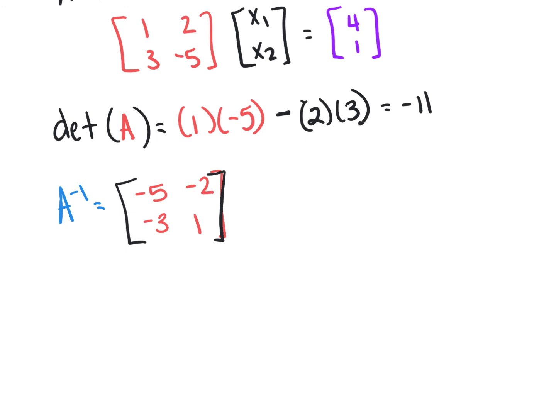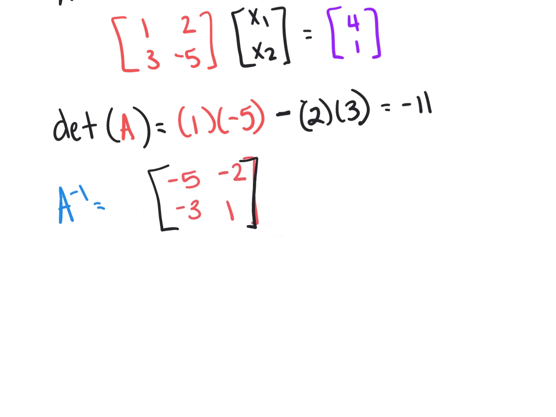So A inverse, I'm going to multiply that by 1 over -11. So when I do that, I get -5 over 11, -2 over 11, -3 over 11, and -1 over 11. Sorry, all these negatives should be positive because we're multiplying by negatives there. So that's what we should get. This is the new matrix that we're going to multiply. This is the A inverse matrix.